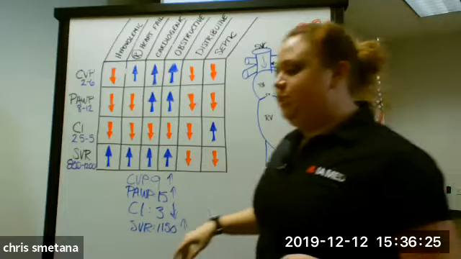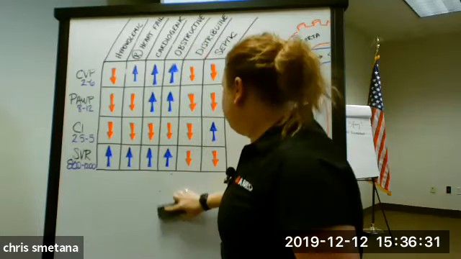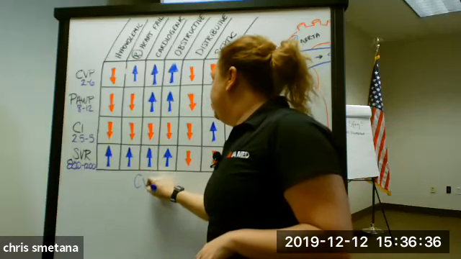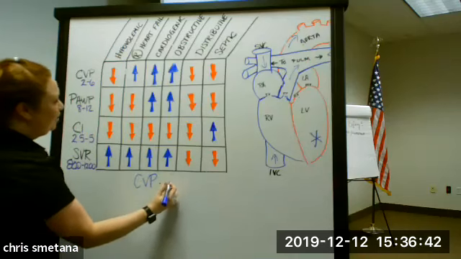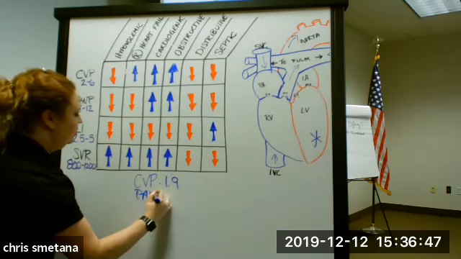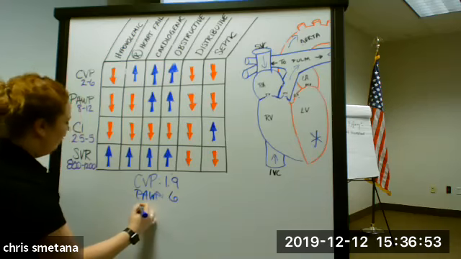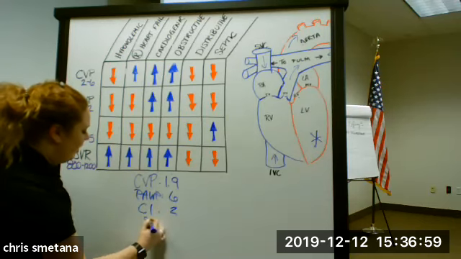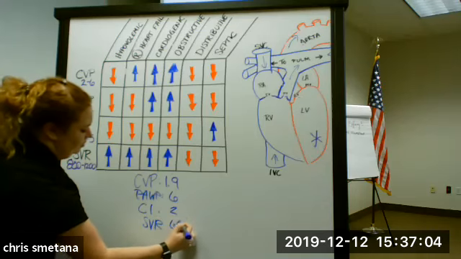Okay, let's try another one. Good, you guys nailed it online too. Let's say my CVP is hanging out at 1.9. My wedge pressure is hanging out at, we'll give that a 6. We'll say my cardiac index is at a 2. And my SVR is hanging out at 600.